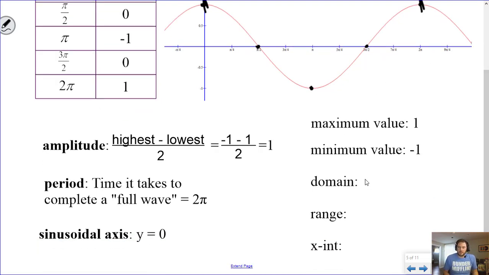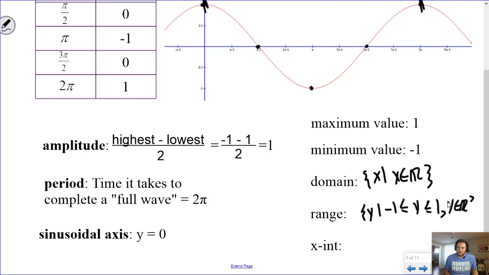My domain is x such that x is an element of the real numbers, right? It's all real numbers. And my range, y, such that -1 ≤ y ≤ 1, right? y is between -1 and +1, and y is a real number.